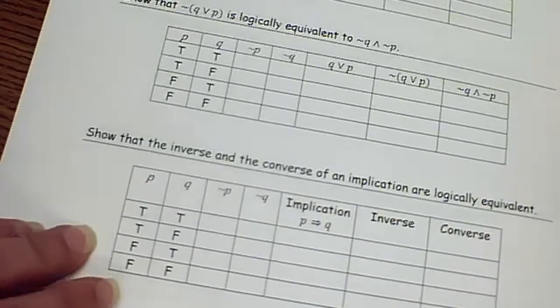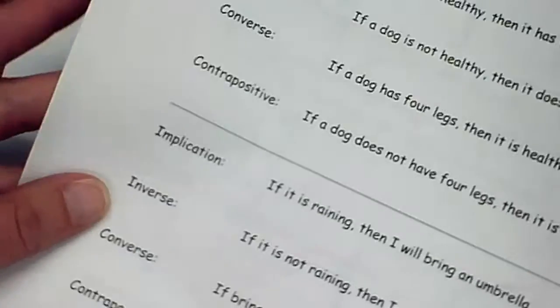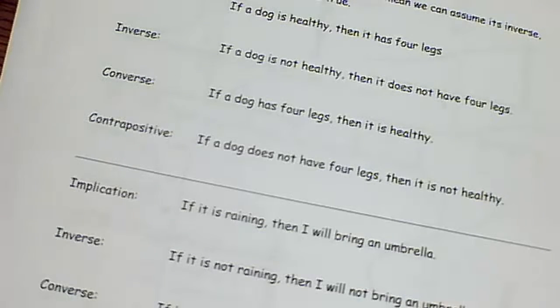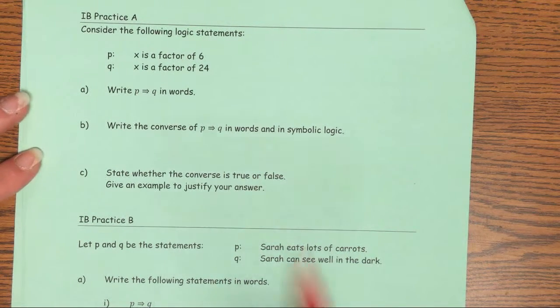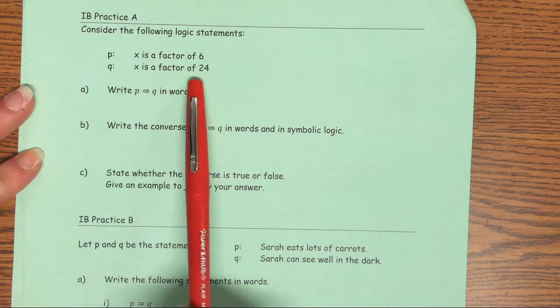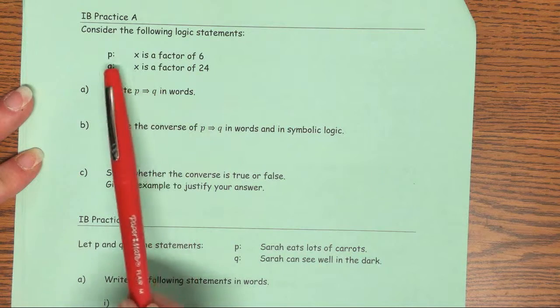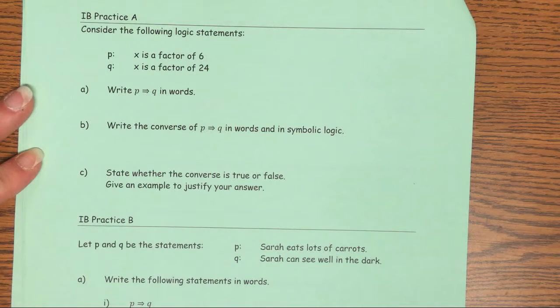All right. If you wanted to pause and try the practice right now, you can. But we're going to be going into the idea of equivalence more in the next video. Let's go through a couple of the examples. If we have x is a factor of 6, x is a factor of 24, P double arrow Q would be if x is a factor of 6, then x is a factor of 24.